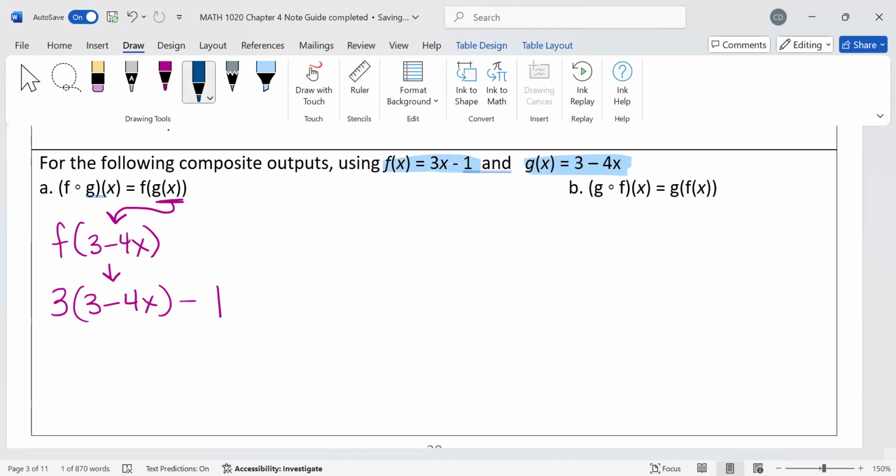From this point, you're just going to simplify. So 3 times 3 is 9. 3 times negative 4x is negative or minus 12x. And then bring down the minus 1. We can combine the 9 and the minus 1. So 9 minus 1 is 8 minus 12x. If you put negative 12x plus 8 in, that's the same thing. That's fine. That order's not important.